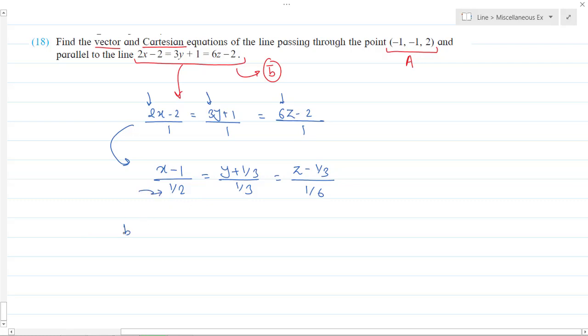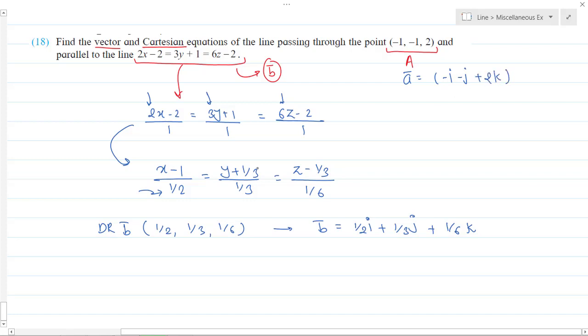सो b bar के डायरेक्शन रेशोज क्या आ गए? डायरेक्शन रेशोज ऑफ b bar इज नथिंग बट 1/2, 1/3, 1/6. This is the direction ratio of b bar. So vector b bar will be what? b bar is equal to 1/2 i, 1/3 j, 1/6 k. ये हो गया अपना b bar. a bar क्या हो गया? a bar becomes -i minus j plus 2k. This is what a bar is.